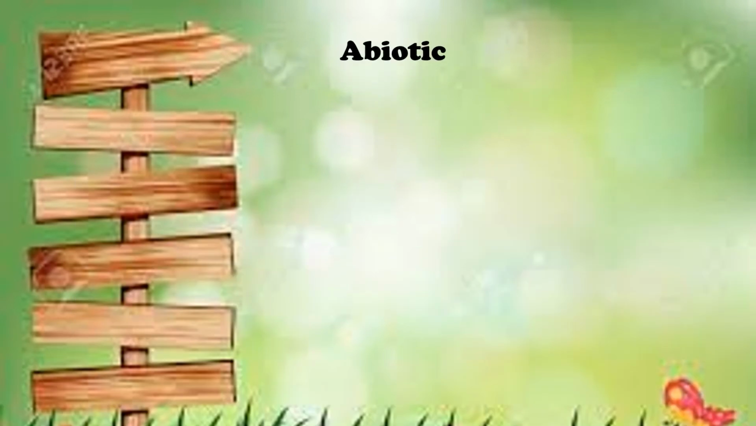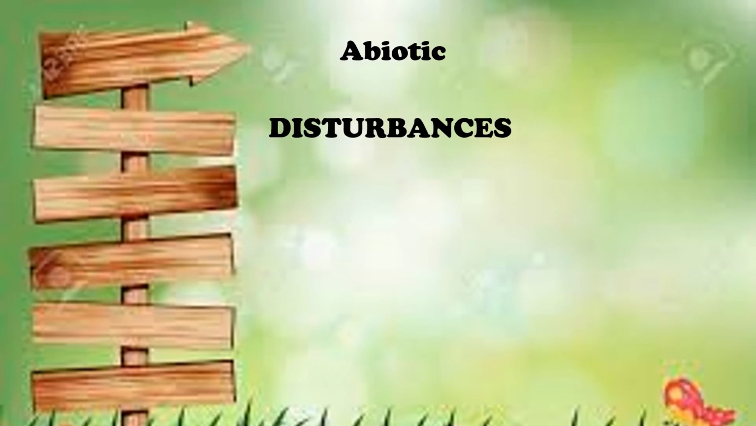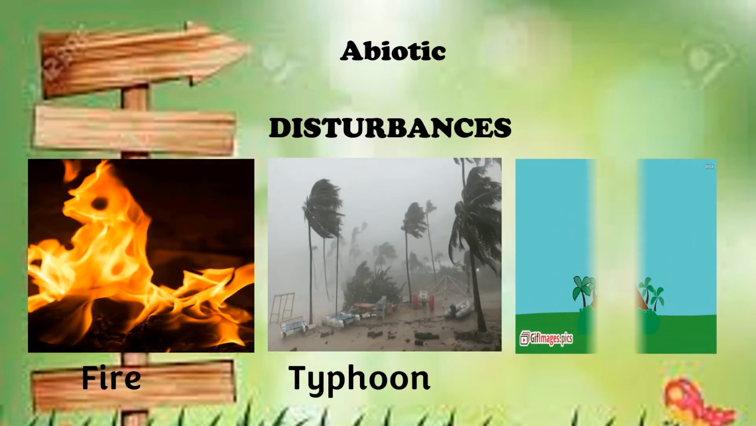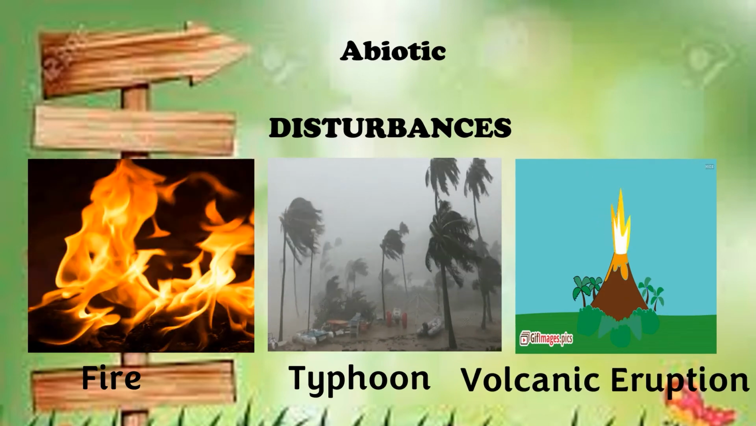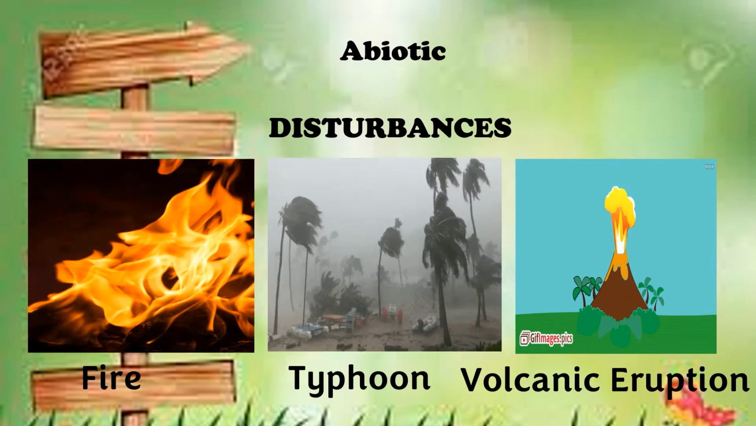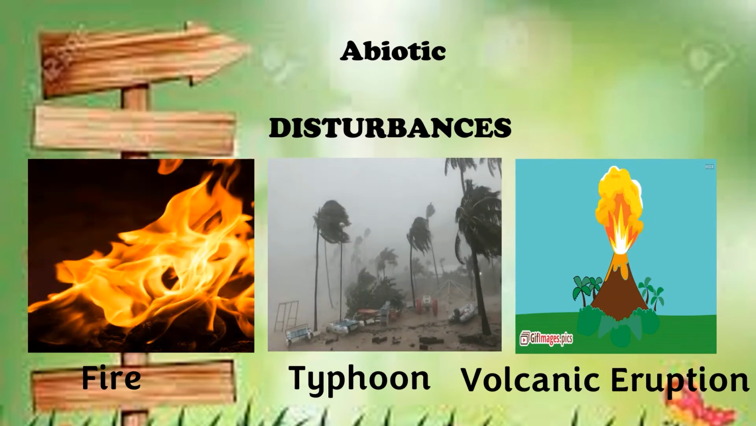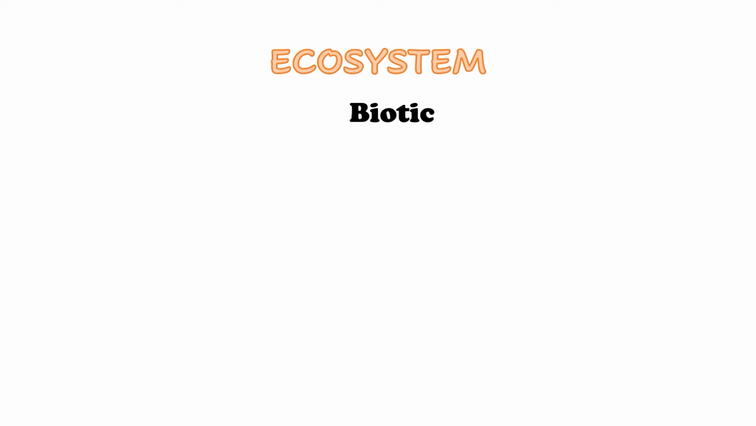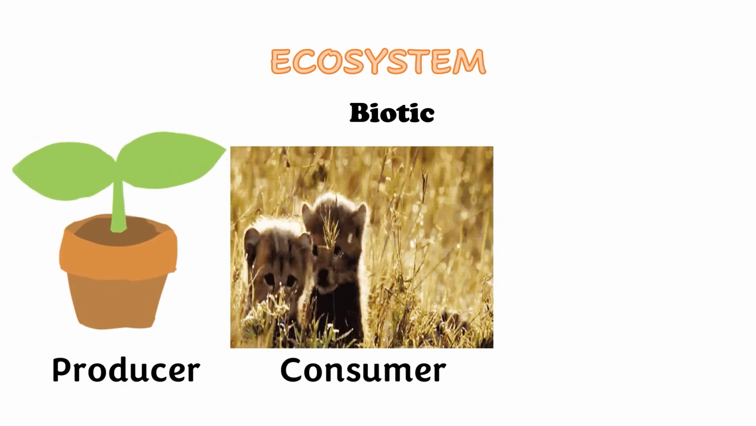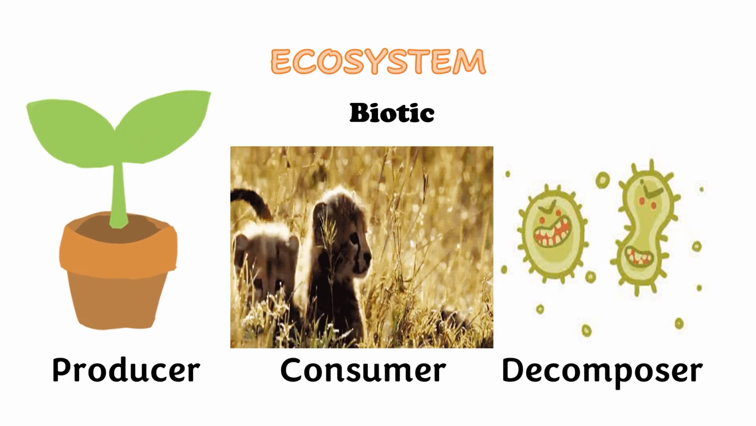Another example of abiotic components are disturbances such as fire, typhoon, and volcanic eruption which can devastate communities. Abiotic components have important roles in the survival of the living organisms in the ecosystem. Biotic components of an ecosystem refer to the living things which are classified based on how they acquire energy. These are producer, consumer, and decomposer.